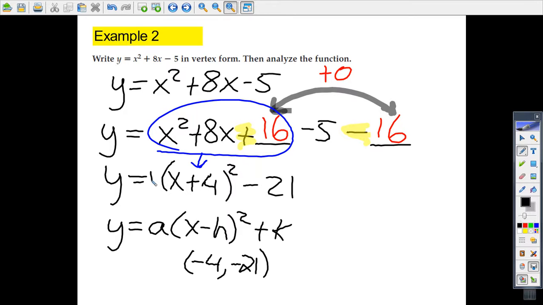Any questions about this? Should I take you through it again from the beginning? Because sometimes it's hard to write and listen at the same time. I get that. I can't do that. So let's do a quick recap. So we start at the beginning.